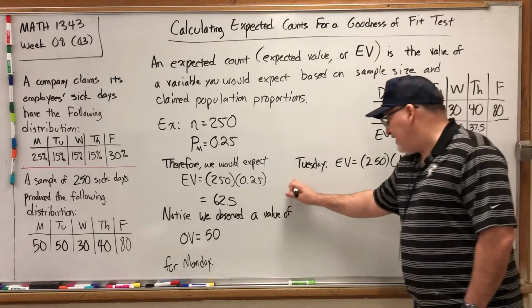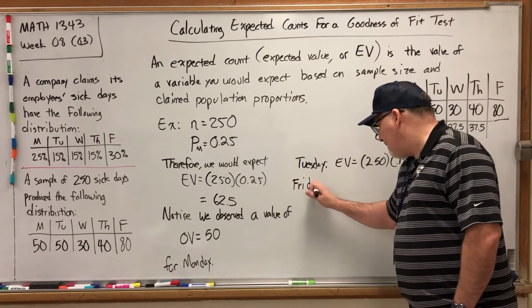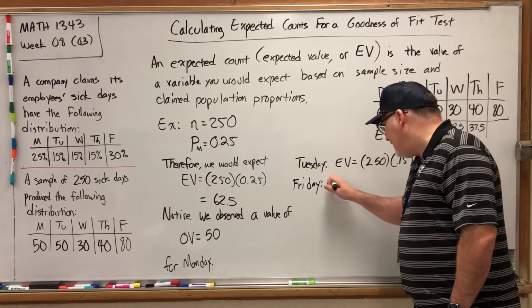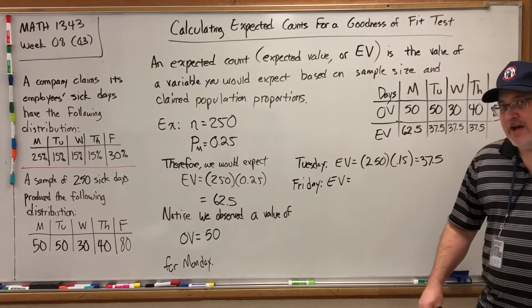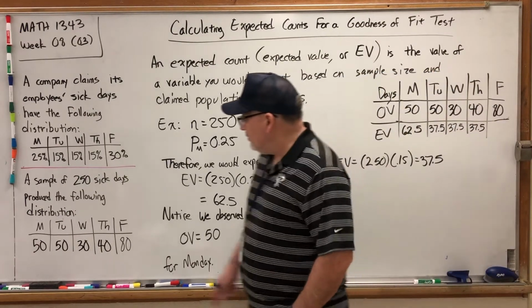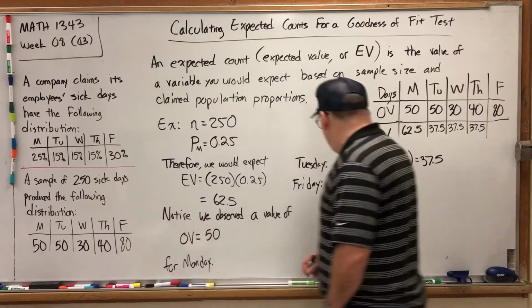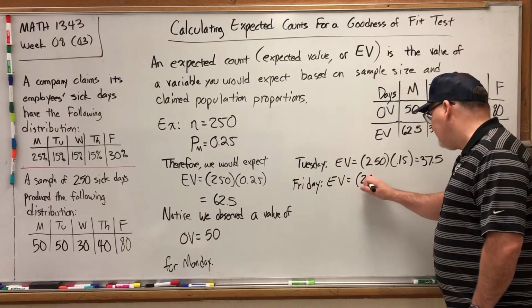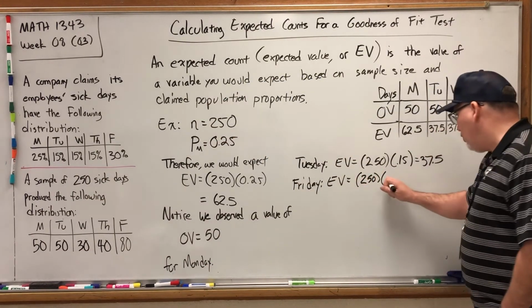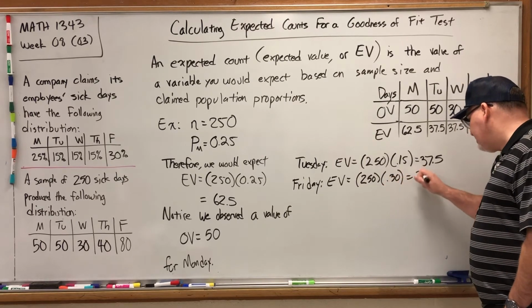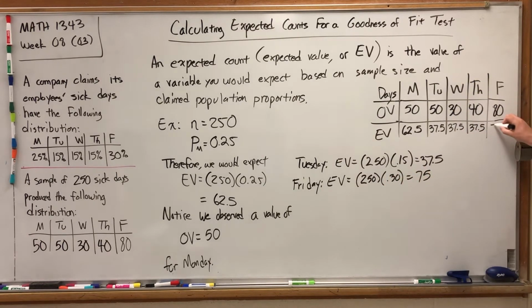But what about Friday? On Friday, what would our expected value be? Well, we expect 30% of the 250 sick days to be used on Friday. So it would be 250 times 0.30, which is exactly 75. And that's not too far off what we observed.